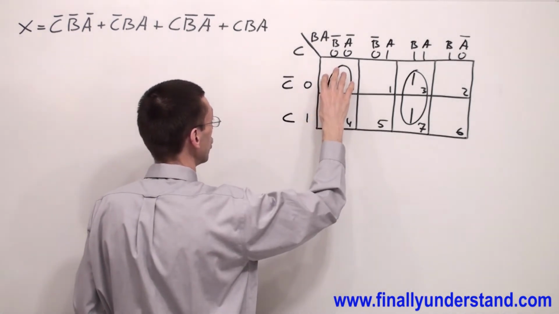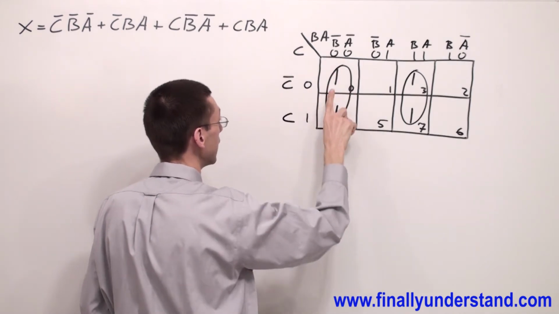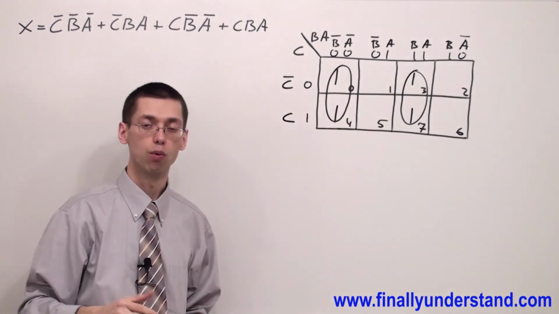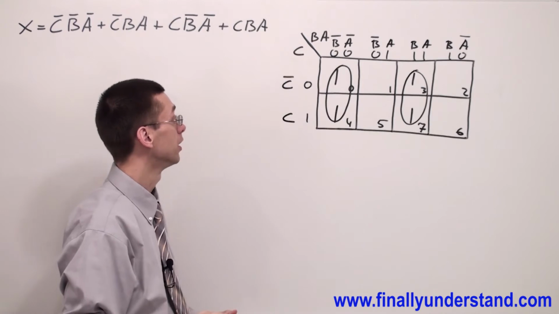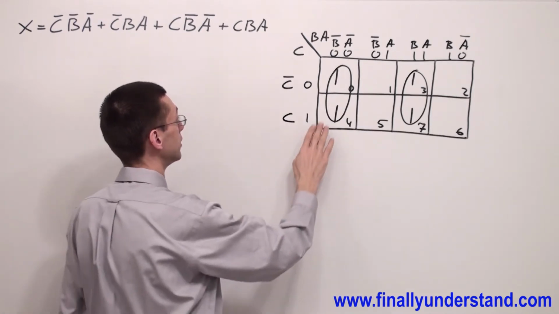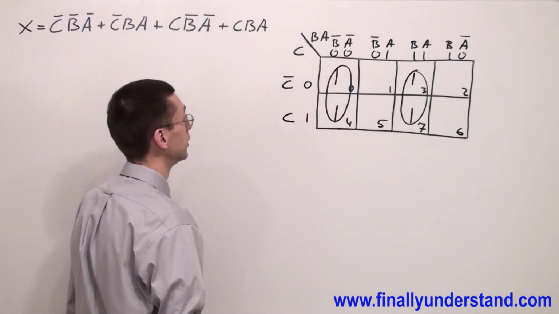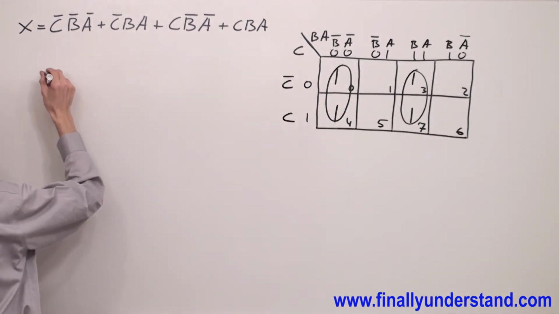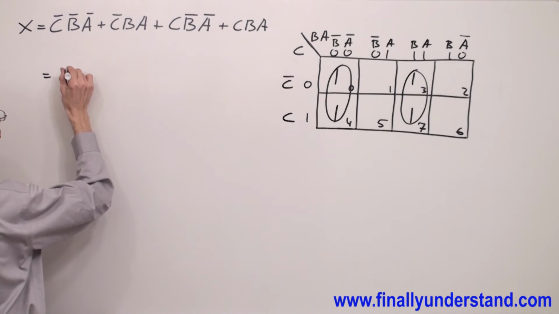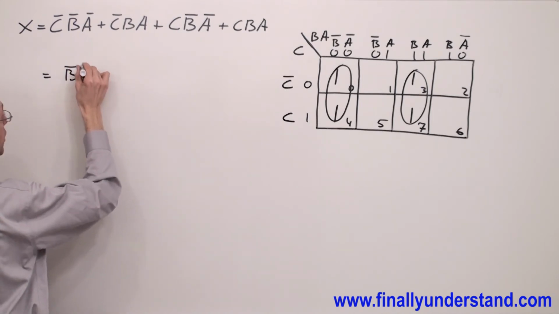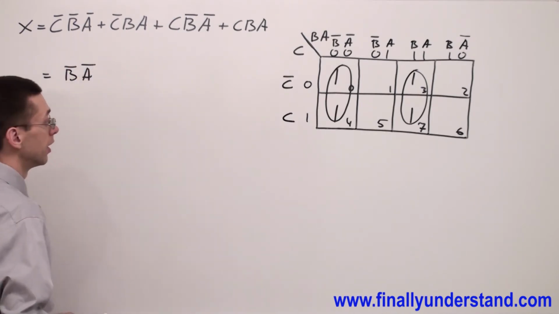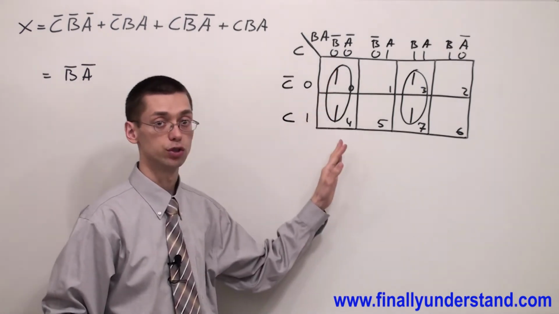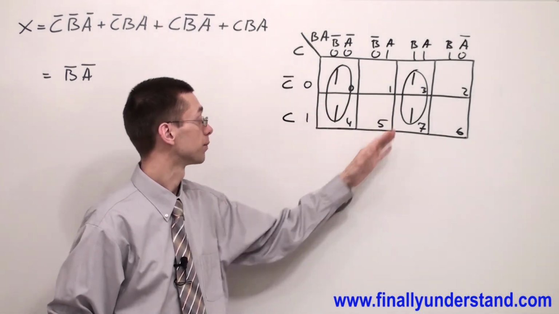This group is also placed in 1 column. Anytime we have 1 row or 1 column, we're supposed to copy whatever is at the top of the column in this case. So I have simply B naught, A naught. I'm finished with this group. Let's go to the next one.